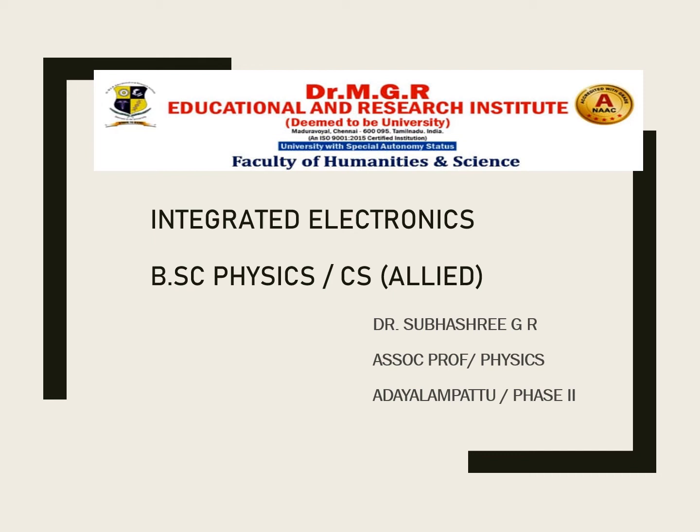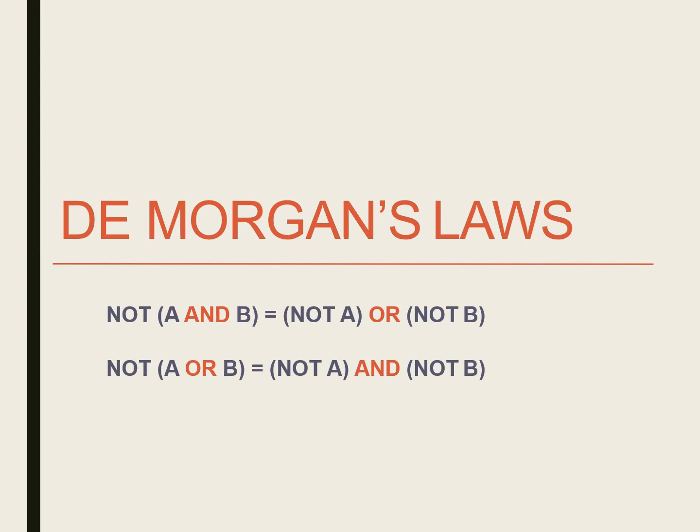Hi, in this presentation we are going to learn about De Morgan's theorems. The simplified expression of De Morgan's law is: not (A and B) will be equal to not A or not B. And the second one, not (A or B) will be equal to not A and not B.